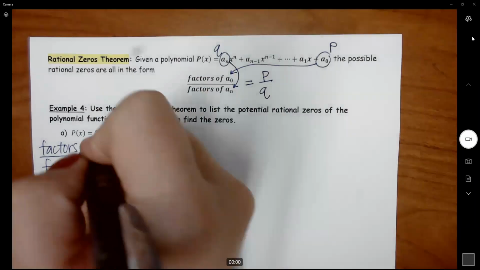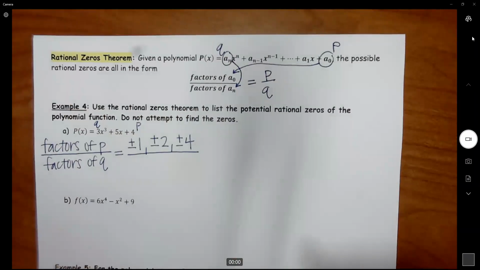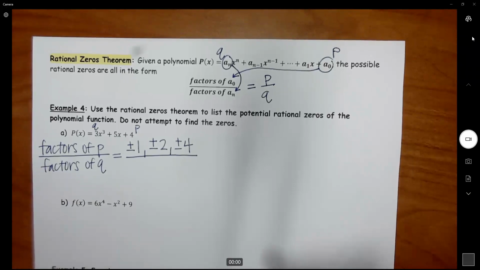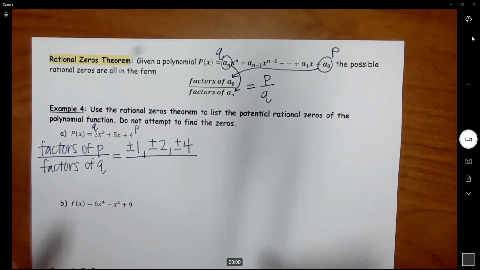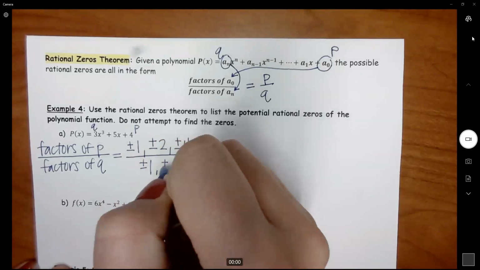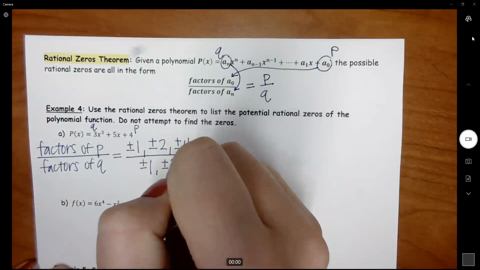All over my factors of Q, which are 3. The only way to get to 3 is 1 times 3, but again, you can do 1 times 3 or -1 times -3 to get to that positive. So this is plus or minus 1 over plus or minus 3.